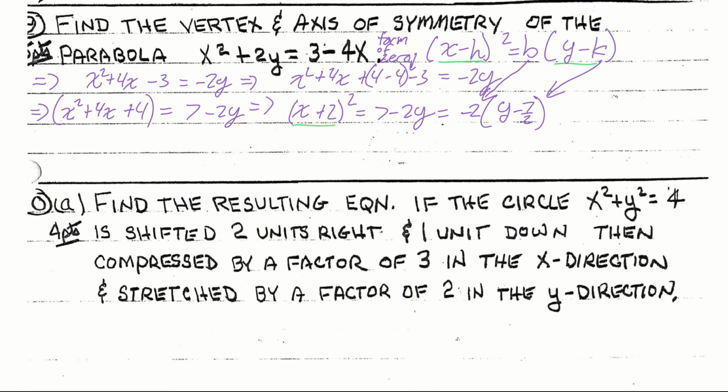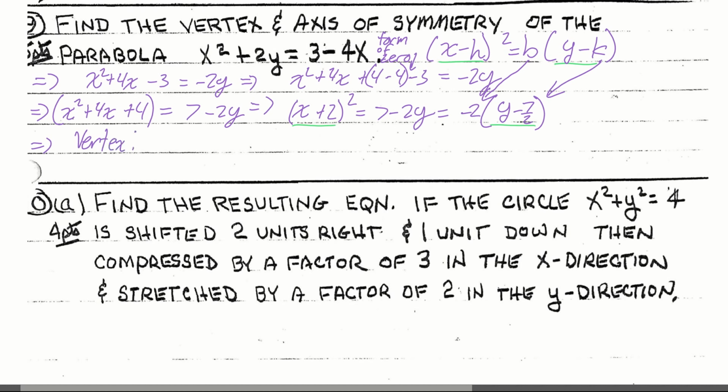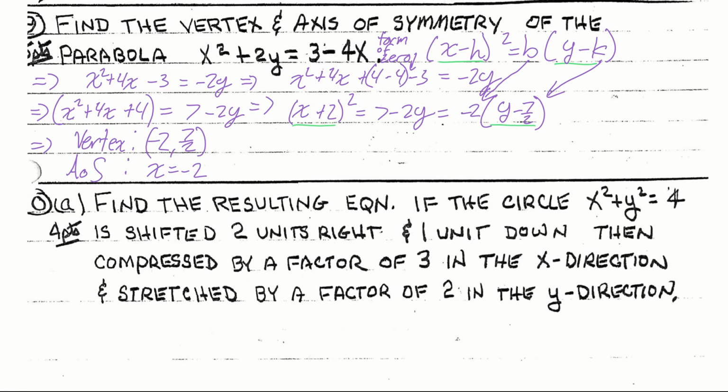So now that we have everything, we can say hk, our vertex, is then negative 2, comma, 7/2, and our axis of symmetry, AOS, is x equals negative 2. Because remember, x must equal h, because at the vertex, it mirrors itself.